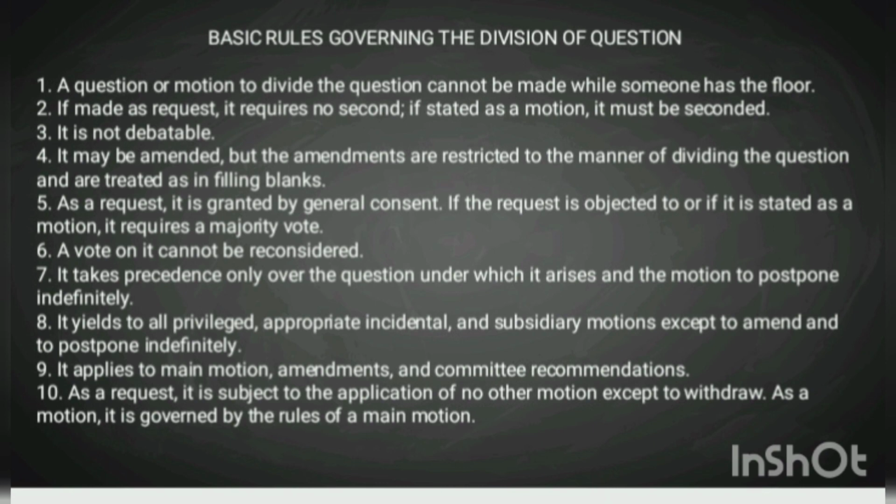Sixth, a vote on it cannot be reconsidered. Seventh, it takes precedence only over the question to which it applies and the motion to postpone indefinitely. Eighth, it yields to all privileged, incidental and subsidiary motions, except to amend and to postpone indefinitely. Ninth, it applies to main motions, amendments, and committee recommendations. And last, as a request, it is subject to the application of no other motion except to withdraw. As a motion, it is governed by the rules of a main motion.